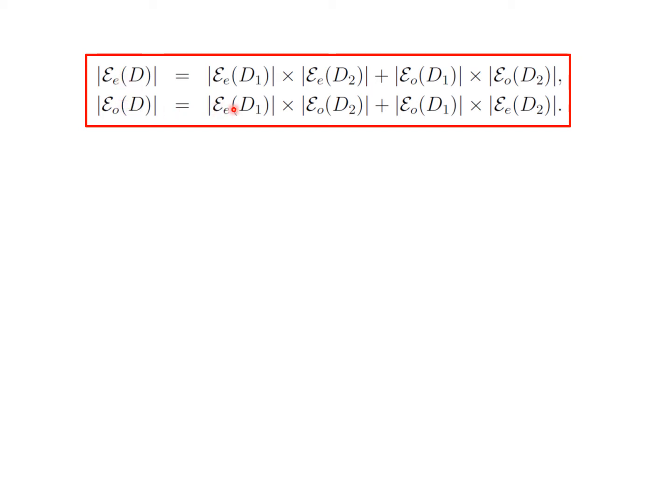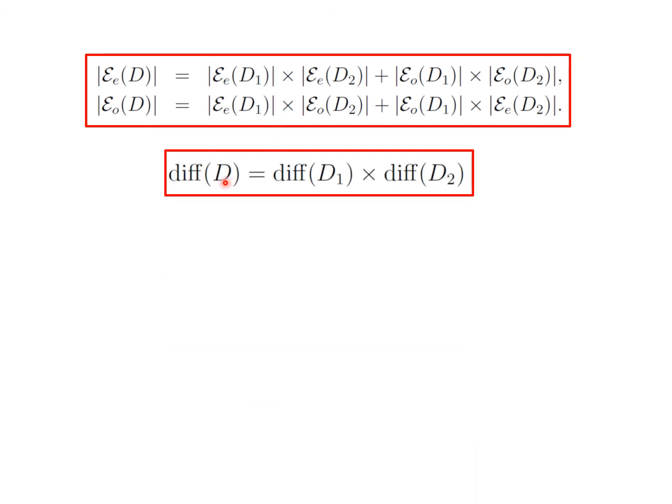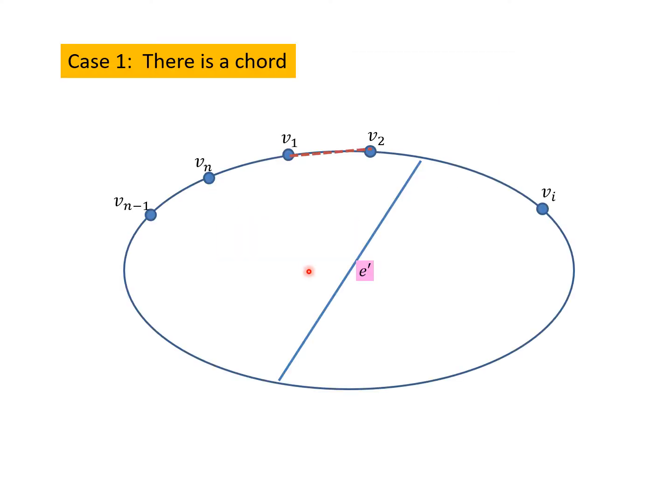Now, similarly, you have this other equality. You take even from D1, odd from D2, or odd from D1, even from D2, and you get odd Eulerian subdigraphs of D. So you have this equality. From this, it is easy to derive this equality, right? Just multiply this out, and you get this. Okay, it's easy to verify. And because both the difference for D1 and the difference for D2 are non-zero, this is non-zero. So this proves that D is an Alon-Tarsi orientation. Okay, so this finishes the proof of case 1. So if there's a chord, then we're done.